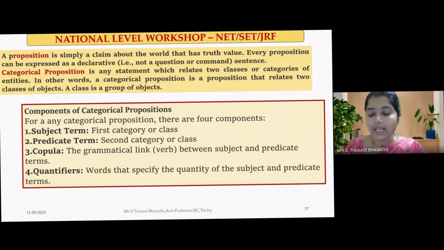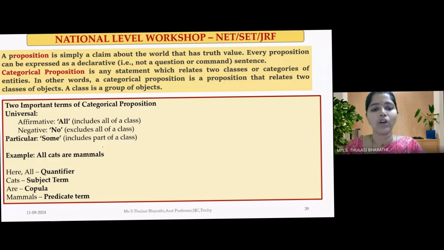Apply all these things. So when you go for preposition, as English and other students, you will understand the concept of subject, predicate, copula, and quantifiers. We have 4 different types of preposition. Before that, I'll just tell you all these things.